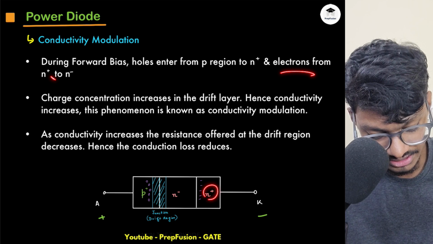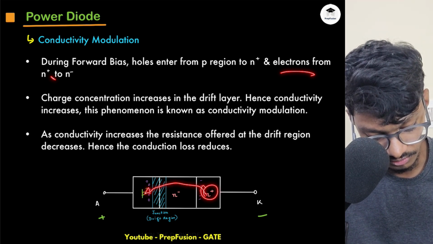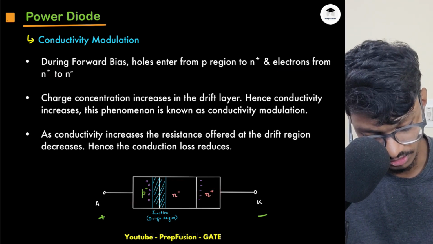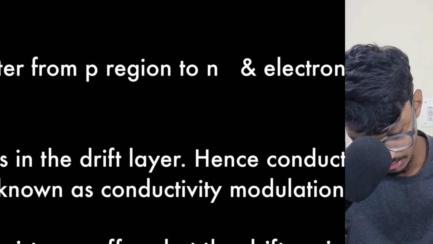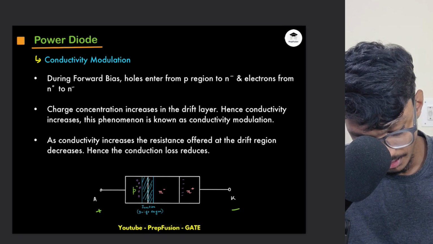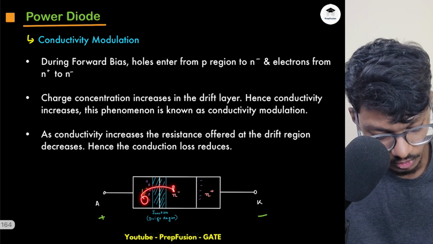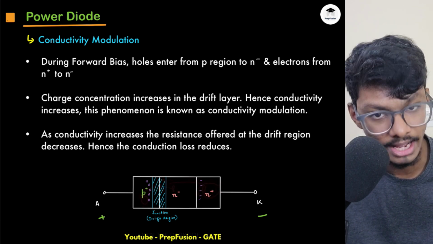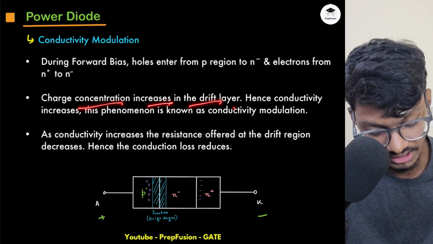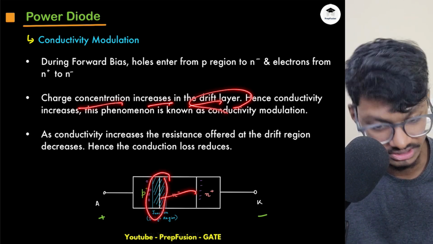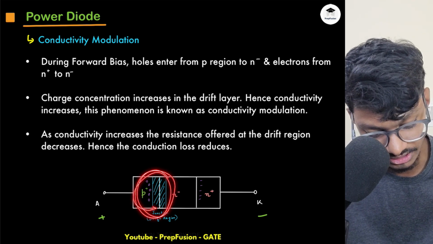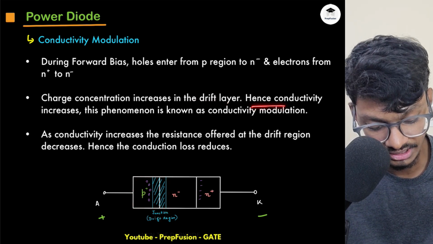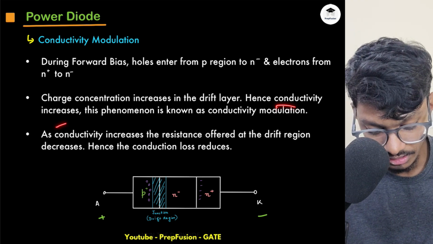electrons from the N plus region will flow to the N minus region. Sorry, this will be N minus, this will not be N plus, this will be N minus, right? Basically holes are coming from this to N minus, and electrons are also coming from this to N minus. Charge concentration increases in the drift layer. In this layer, obviously the charge concentration will increase. Holes are also flowing, electrons are also flowing, charge concentration is increasing. Now as the charge concentration is increasing, obviously conductivity increases.